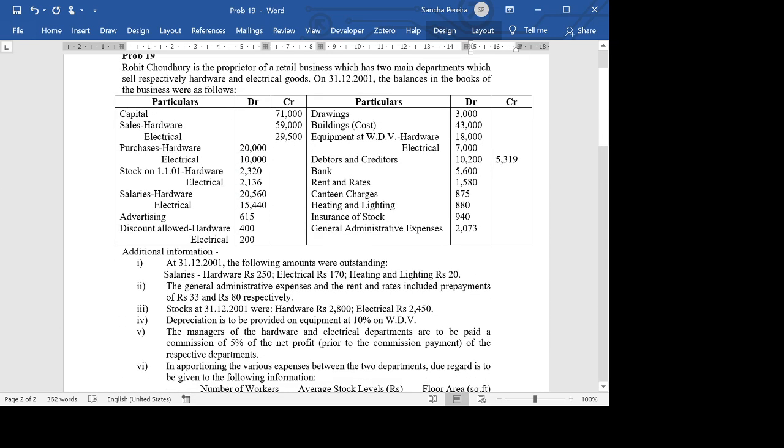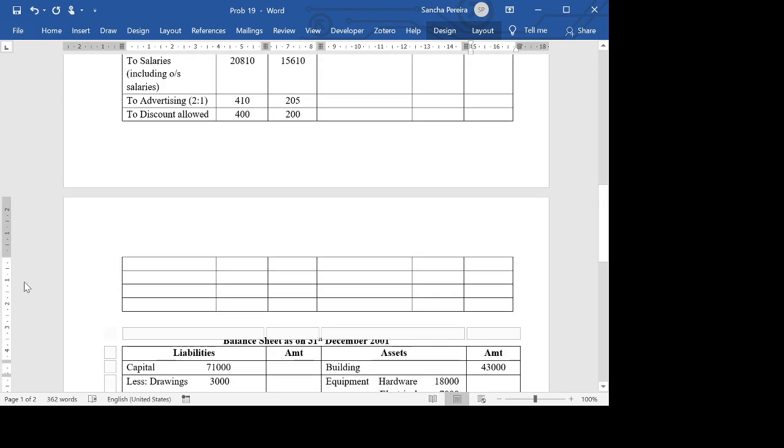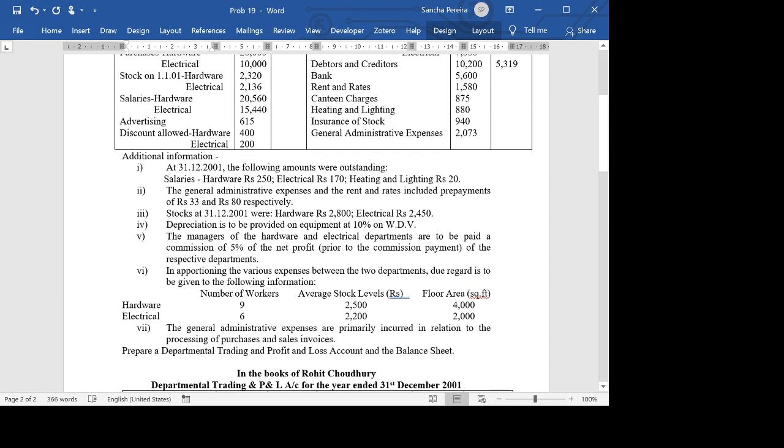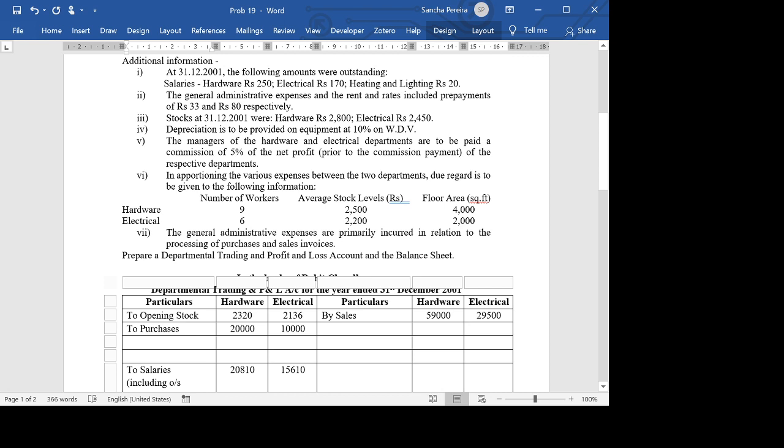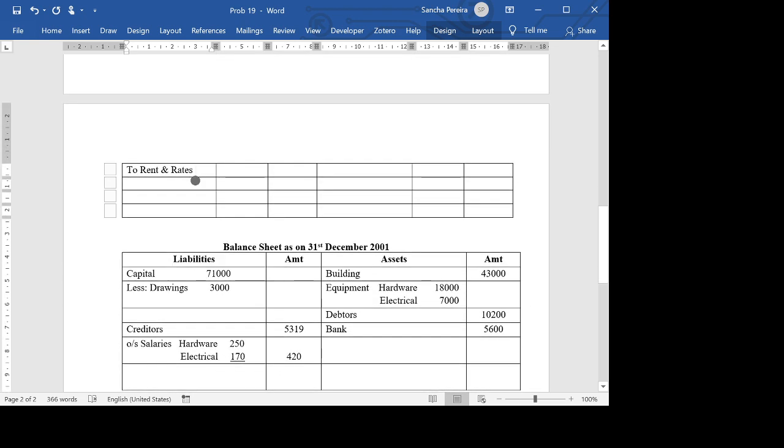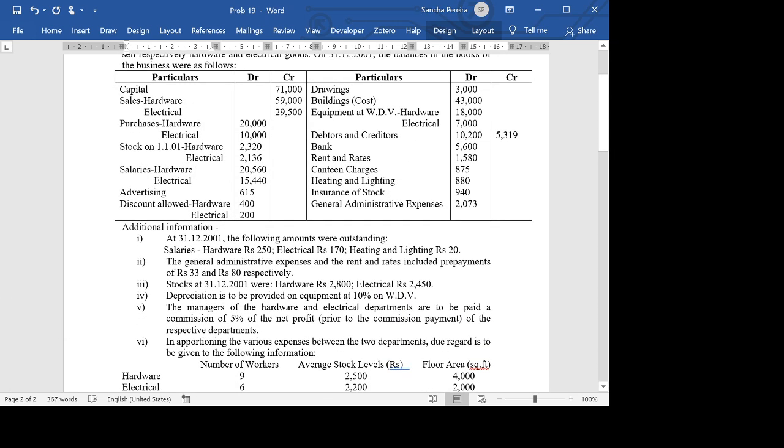Then there is rent and rates. Now we need to find the ways of dividing this to rent and rates. They've already told us the floor space. They've given us the floor area in square feet. So rent will be divided on the basis of this. So this is 4 is to 2, which will become 2 is to 1. So that would be rent and rates, 1580 divided in that ratio.